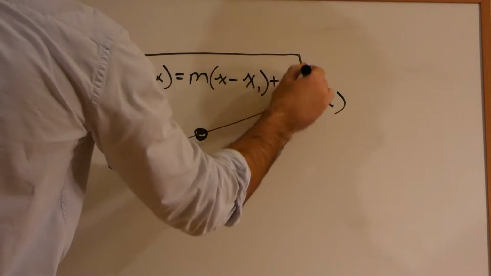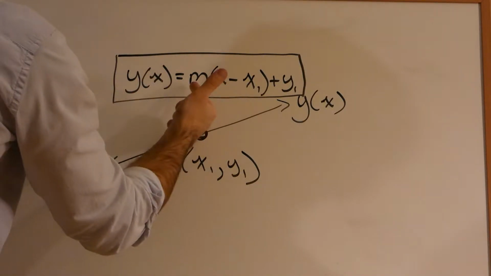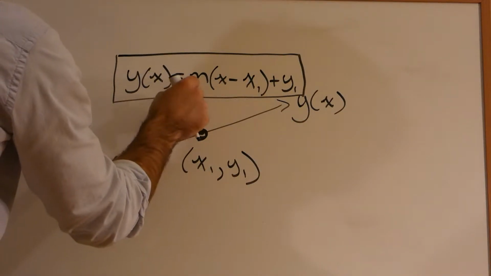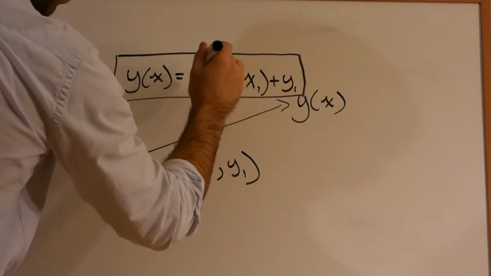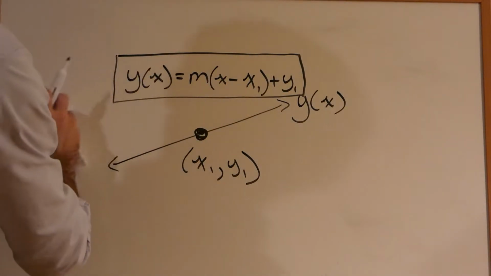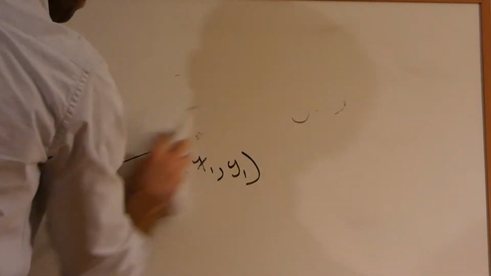What we can do is we use this very important equation, and we can represent the equation of this line in slope-intercept form using this result by distributing the m. We will see how to use this equation with these problems.